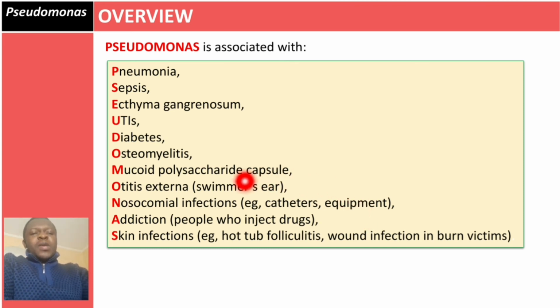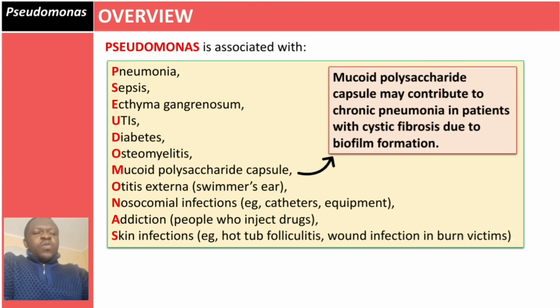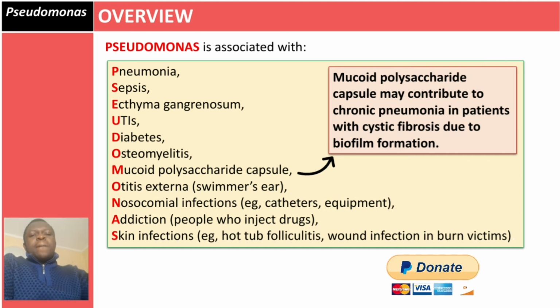Right, one more time, because I want to tell you something here on mucoid polysaccharide capsule. Right, so one more time: pneumonia, sepsis, ecthyma gangrenosum, UTIs, diabetes, osteomyelitis, mucoid polysaccharide capsule. Right, so the mucoid polysaccharide capsule may contribute to chronic pneumonia in patients with cystic fibrosis due to biofilm formation.